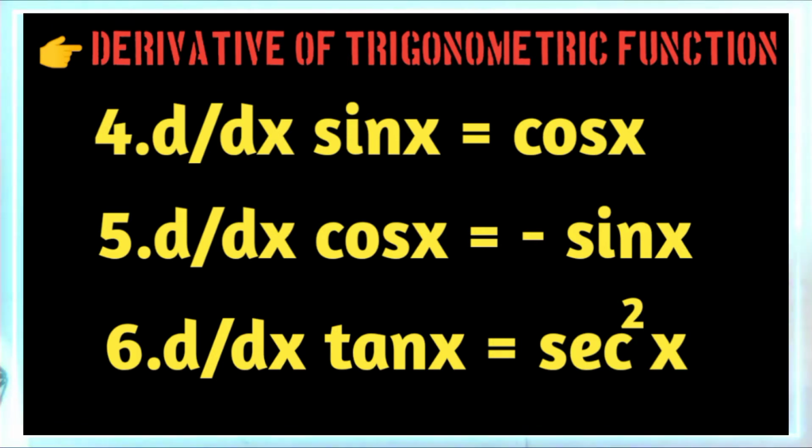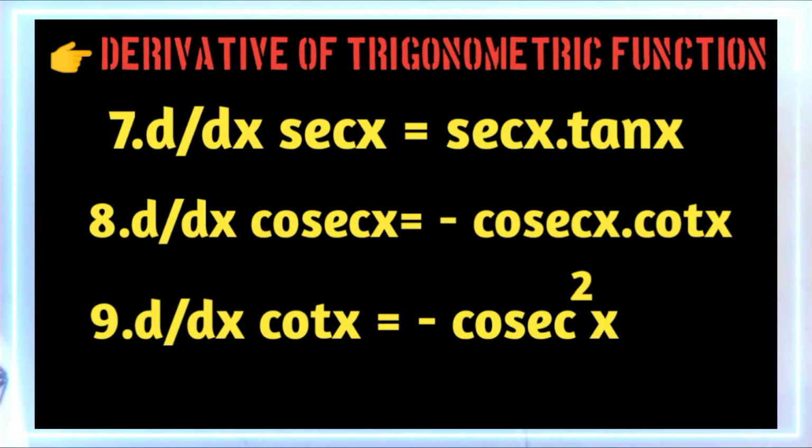Now next, derivative of tan x is sec square x. Derivative of cot x is minus cosec square x. Derivative of sec x is sec x into tan x. Derivative of cosec x is minus cosec x into cot x. So these are the derivatives of trigonometric functions.